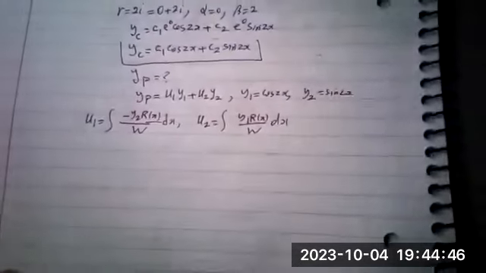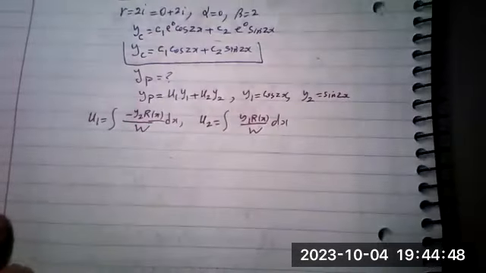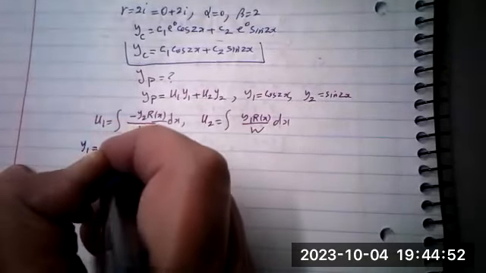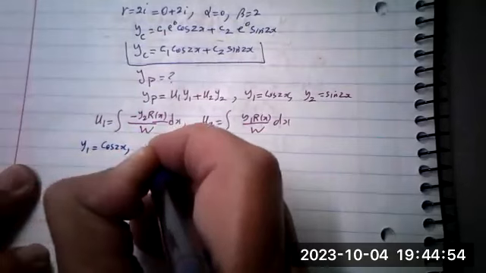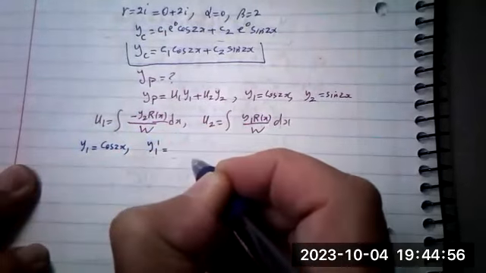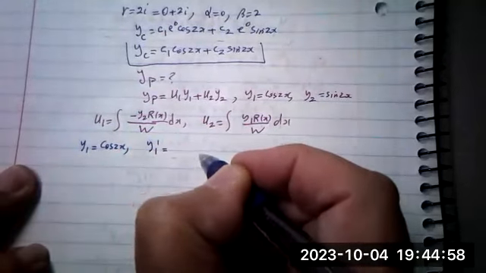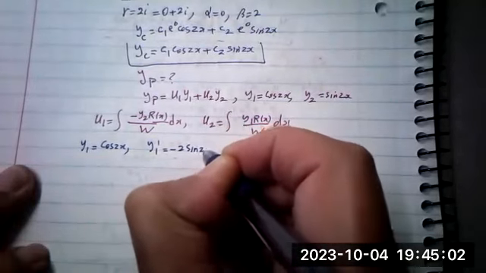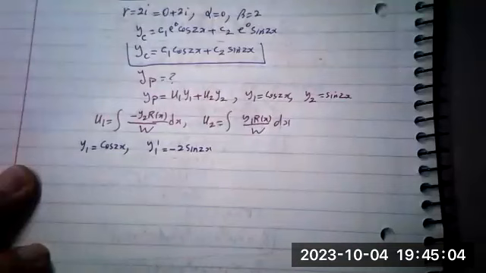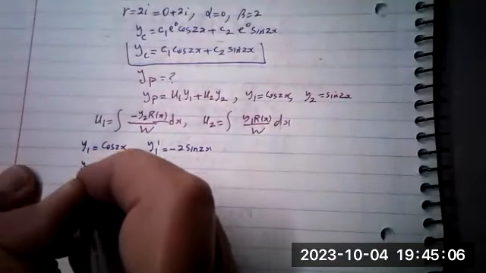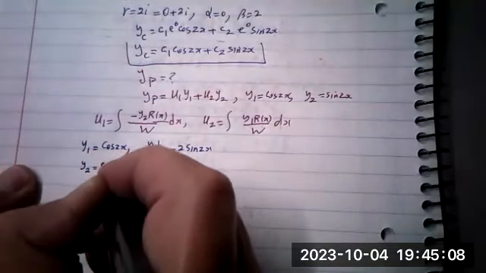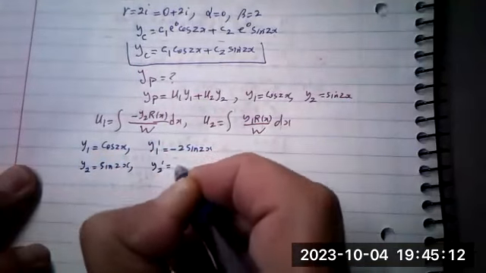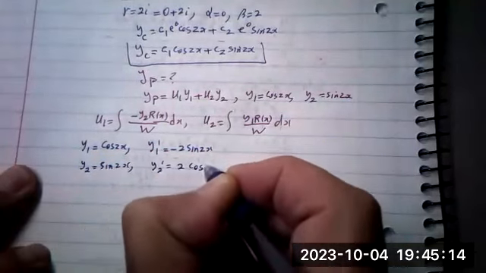So finding the Wronskian: y1 is cosine of the 2x. You have to differentiate it. y1 prime: the derivative of cosine is negative sine, and the chain rule gives the 2, so negative 2 sine of the 2x. Your y2 is sine of the 2x. y2 prime is going to be 2 cosine of the 2x.